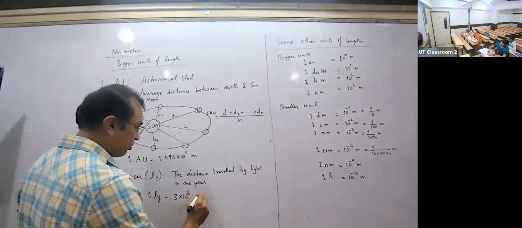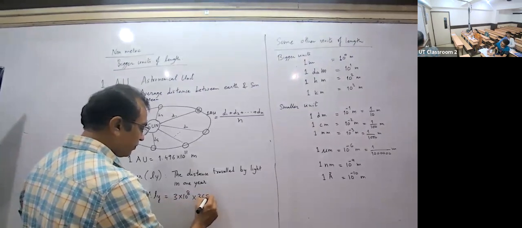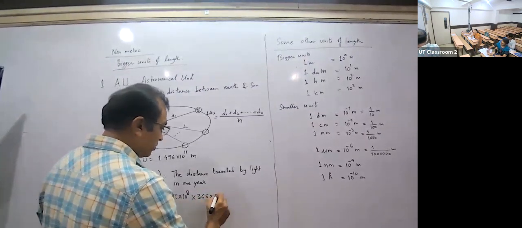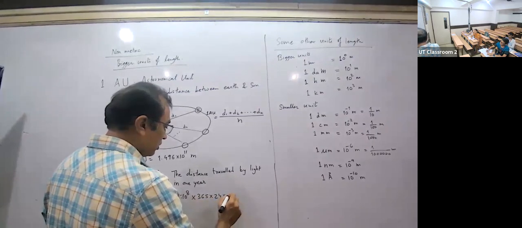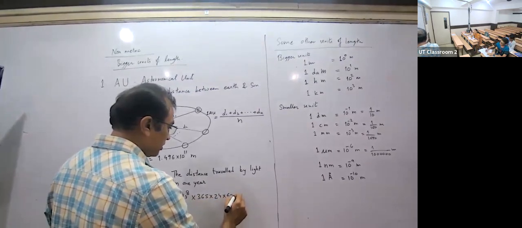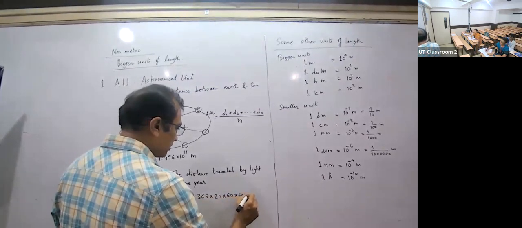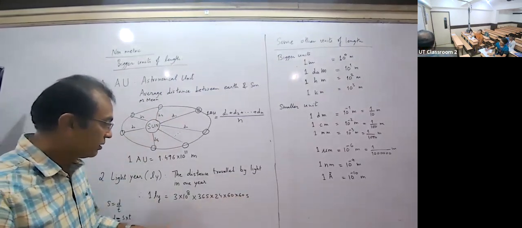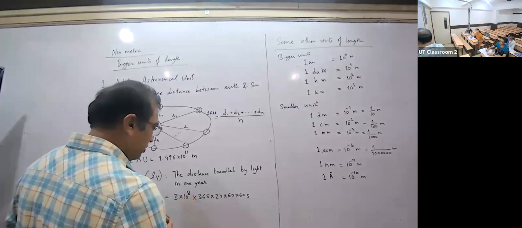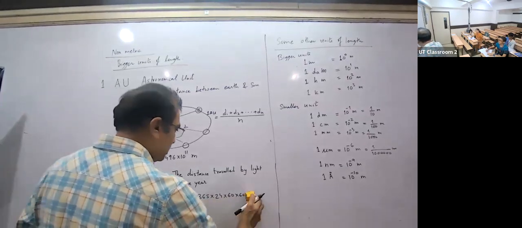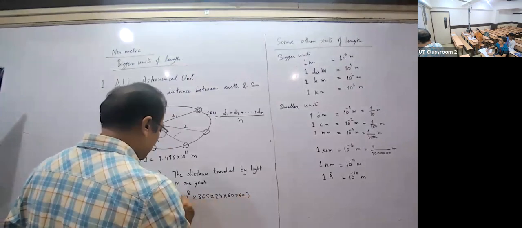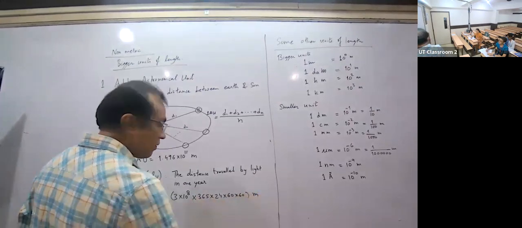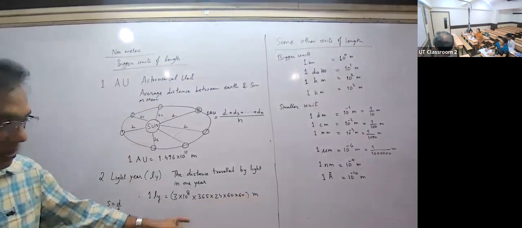So in 1 year, you have how many days? 365. In 1 day, you have how many hours? 24 hours. In 1 hour, you have how many minutes? 60 minutes. And then you have 60 seconds. So in one light year, this will be meter per second into second. These many meters. This distance is one light year.